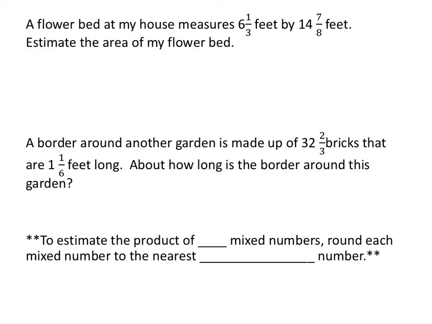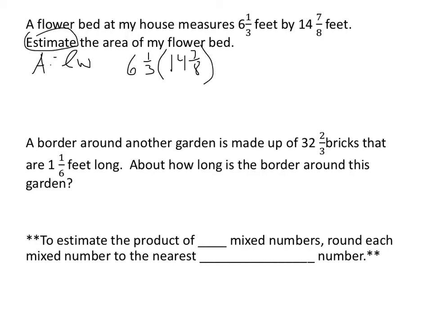So what happens when I have a flower bed at my house that measures 6 1/3 feet by 14 7/8 feet, and I want to estimate the area of my flower bed? And we're going to assume that the flower bed is rectangular because of the measurements they gave us. And remember, to find the area of a rectangle, we're going to do length times width. In this case, we don't know which one is which, but remember, with multiplication the order doesn't matter. So I have 6 1/3 times 14 and 7/8.